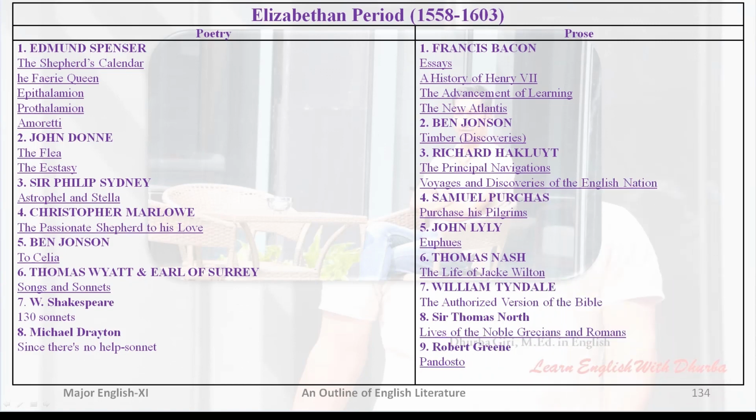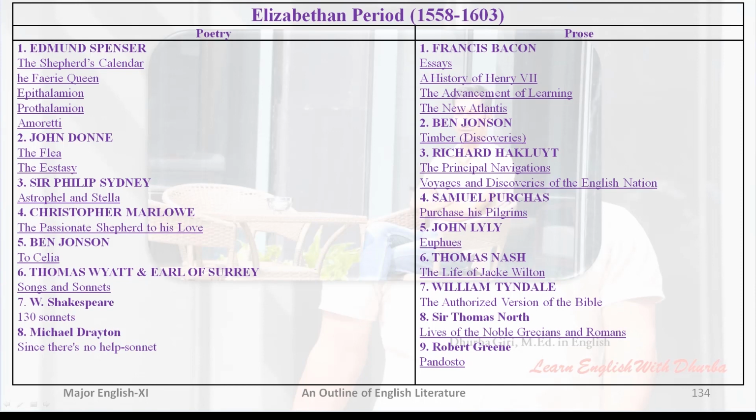Elizabethan period, 1558 to 1603. Poetry: 1. Edmund Spenser, The Shepherd's Calendar, The Faerie Queene, Epithalamion and Prothalamion, and Amoretti. 2. John Donne, The Flea, The Ecstasy. 3. Sir Philip Sidney, Astrophel and Stella. 4. Christopher Marlowe, The Passionate Shepherd to His Love. 5. Ben Jonson, To Celia. 6. Thomas Wyatt and Earl of Surrey, Songs and Sonnets. 7. W. Shakespeare, 130 Sonnets. 8. Michael Drayton, Since There's No Help, Sonnet.